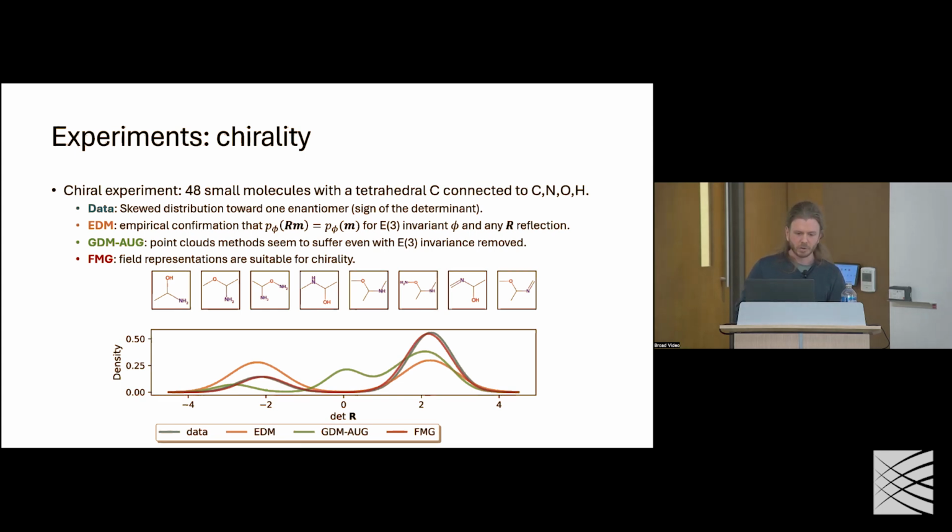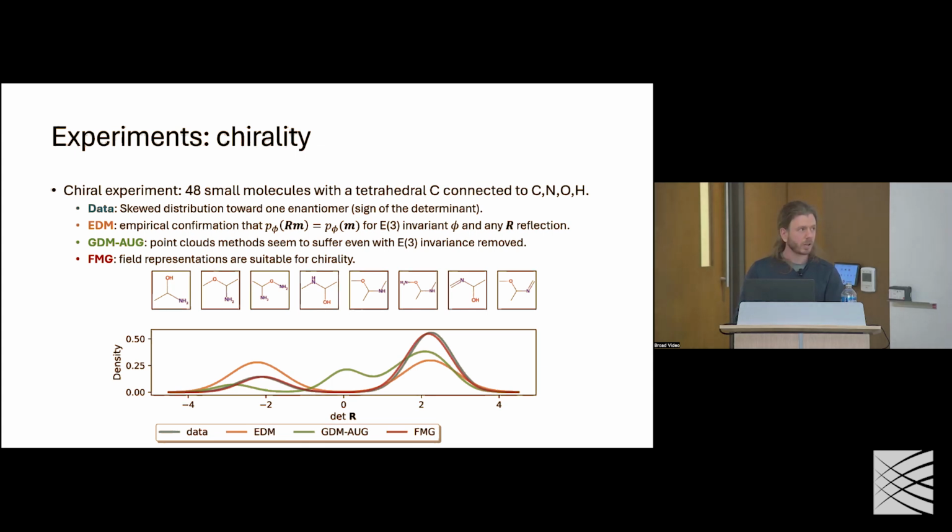And first, in orange, we simply have an empirical confirmation that essentially a molecule and its reflected counterpart will have an equal probability. So you can say the equal probability on the two modes. And this essentially just confirms that the enantiomers are non-distinguishable for E(3)-invariant neural network parametrizations.